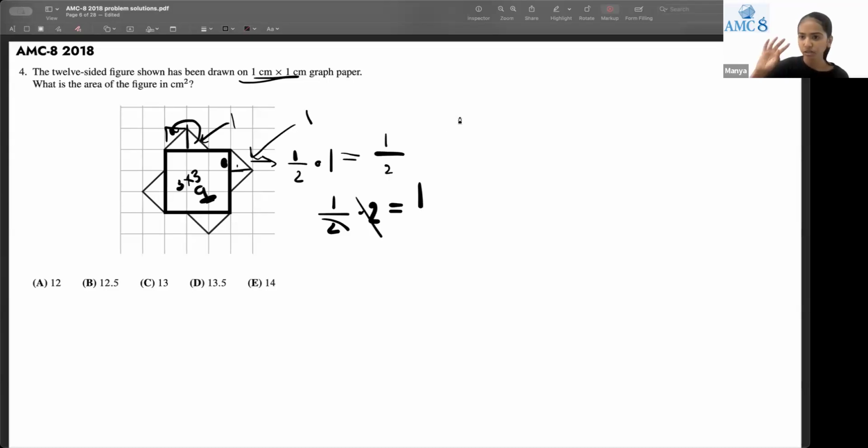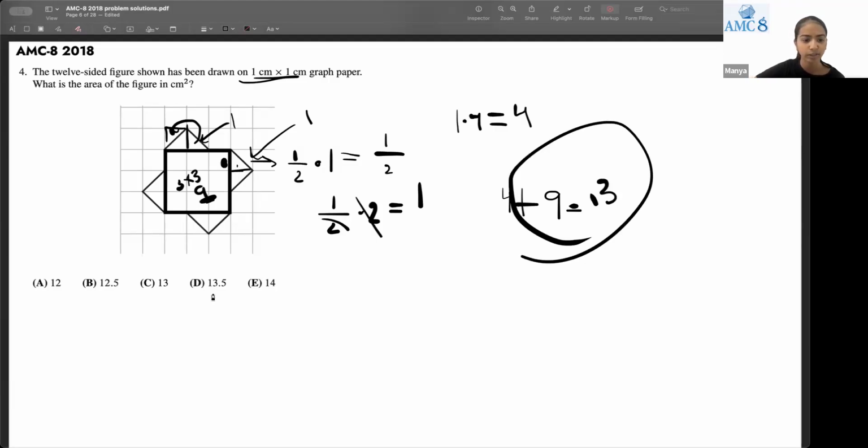Since there are four triangles, we do 1 times 4, which is equal to 4. And 4 is not the answer yet, because we have to add the area inside the square, so we get 4 plus 9, which is equal to 13. And so the total area of the shape is going to be 13 square centimeters. So that's how we got to answer choice C.